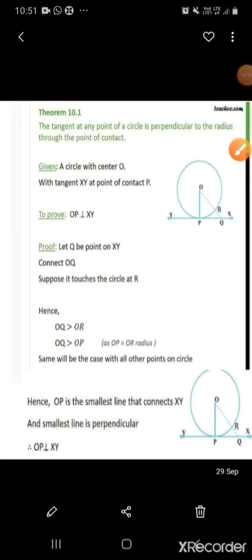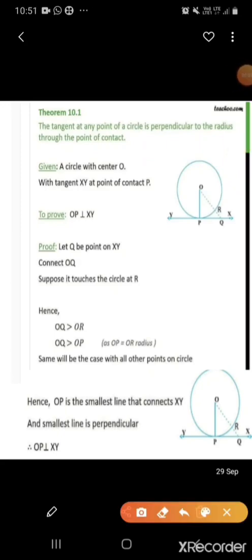Theorem number 10.1. The statement is like this: the tangent at any point of a circle is perpendicular to the radius through the point of contact. So the theorem is like this: the tangent is perpendicular to the radius. That you are supposed to prove.